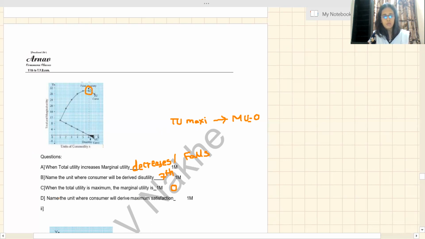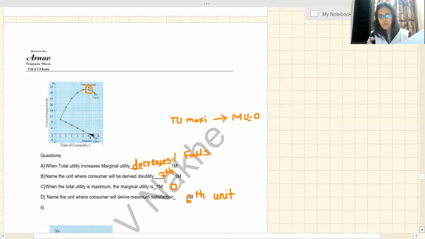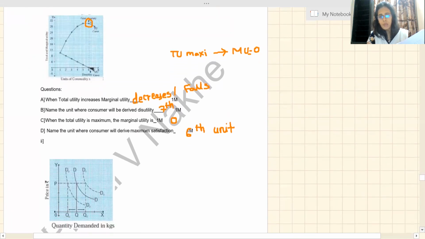So you will tell the unit they have named. At the 6th unit he got the maximum satisfaction. He is experiencing the point of satiety. So your answer will be the 6th unit. Okay, so the first diagram based question is over. Then we have the second.